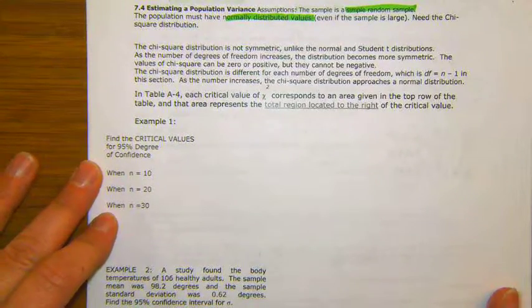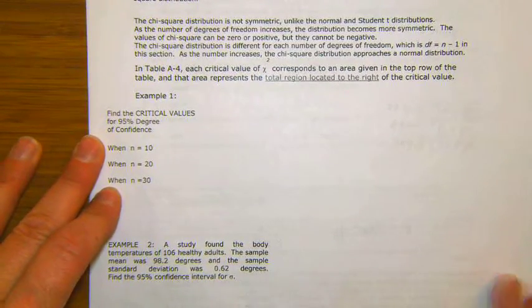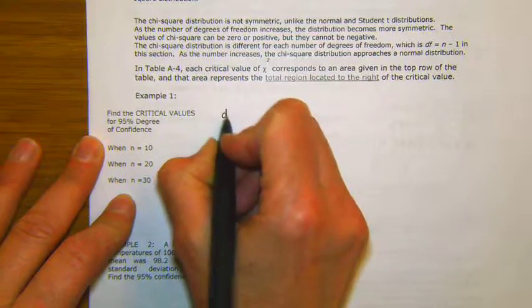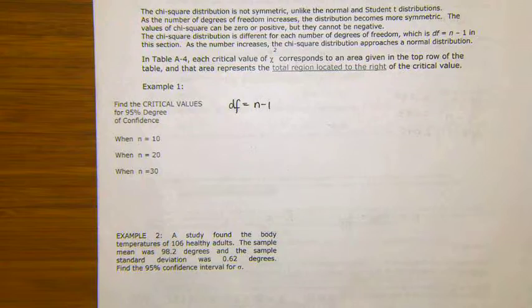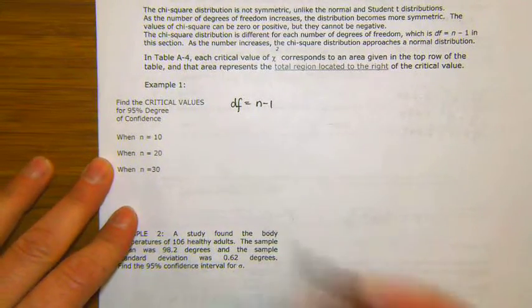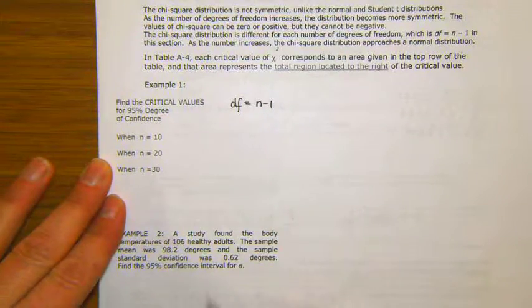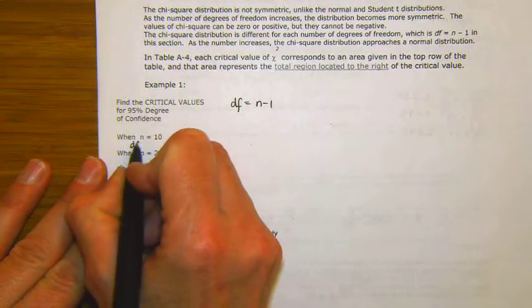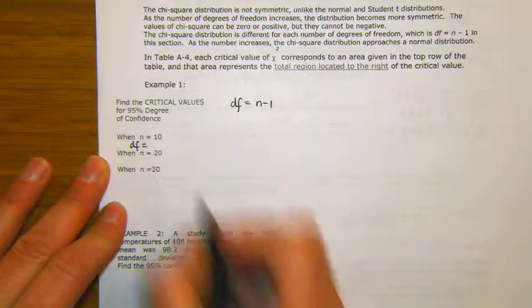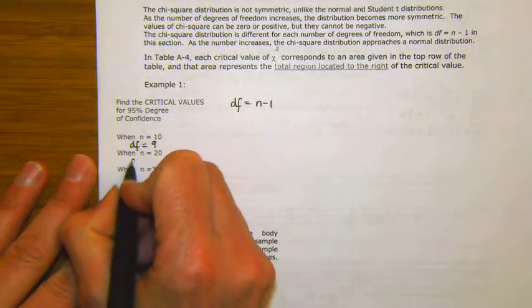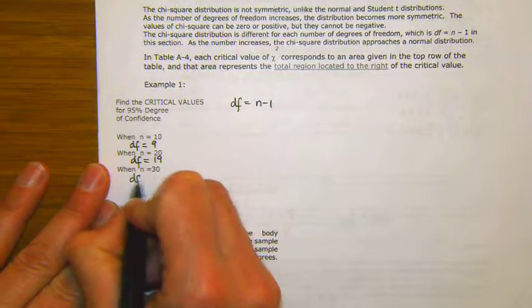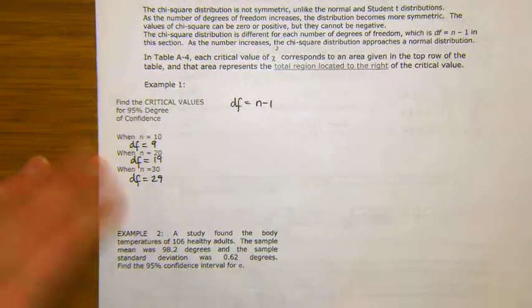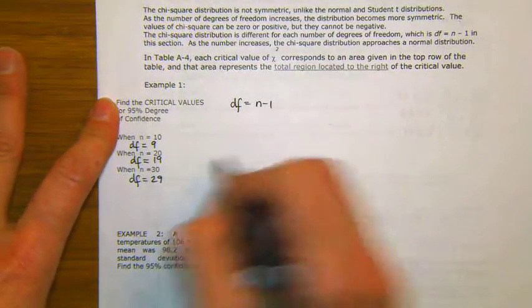The degrees of freedom have the same definition. So degrees of freedom is equal to n minus 1 again. We're going to find the critical values for a 95% degree of confidence, sample size of 10, 20, and 30. Degrees of freedom for a sample size of 10 is 9. Degrees of freedom for a sample size of 20 is 19. And then the last one is 29. Okay, so we will find both a left and a right chi-square value.